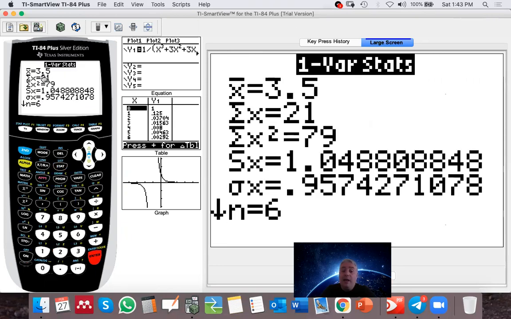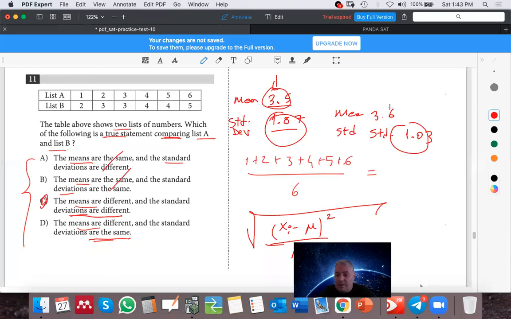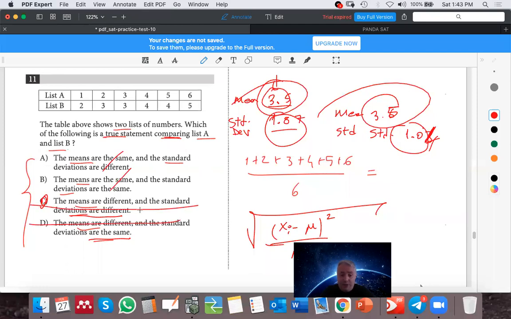When I do, I got 3.5, 1.4. Oh my God. So this is now 3.5, 1.4. It was 0.4. So still the standard deviations are different, but this is 3.5, this is 3.5. That means this is not the answer, unfortunately, sorry. So means are the same, but standard deviations are different. So the answer is A.